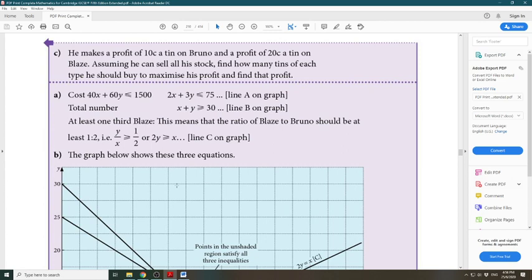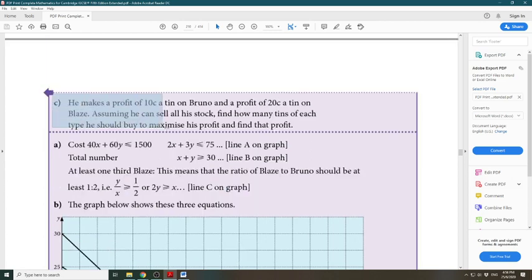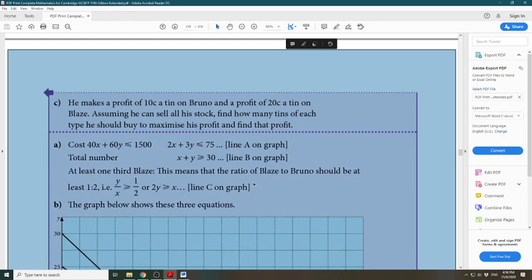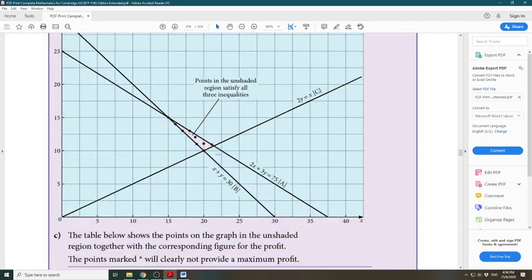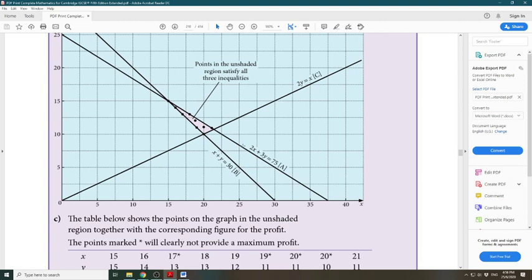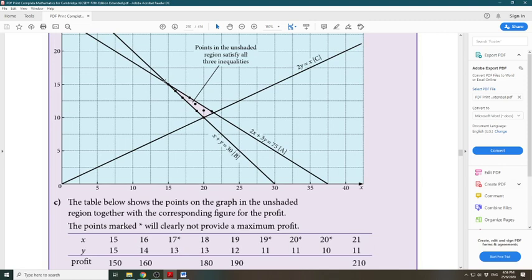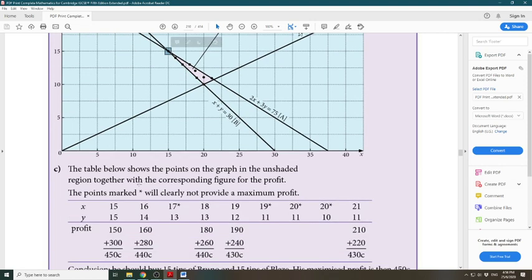And then now they give you the final question. He wants to make a profit of 10c and 20c. This is the tricky part. After you create the whole equation, you notice that there's this particular region. So what you can do is you use all the dots, which are the coordinates. In this case, this one is 15, 15. So you mark it down, you list it down: 15, 15, 16, 14, all that.